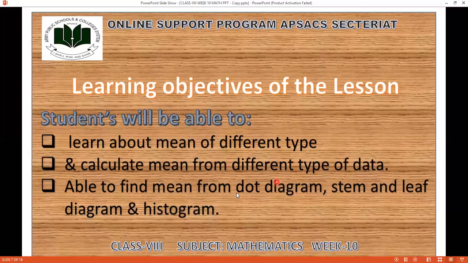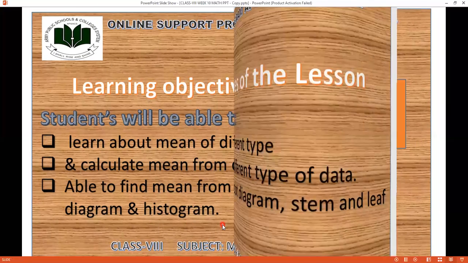Learning objective of the lesson: learn about the mean of different types and calculate mean from different types of data, and students will be able to find mean from dot diagram, stem and leaf diagram and histogram.